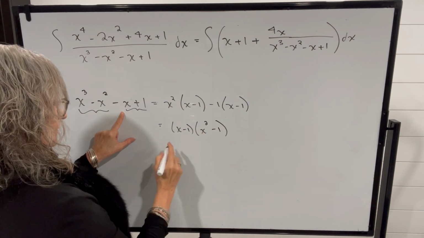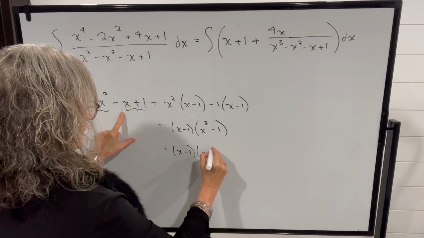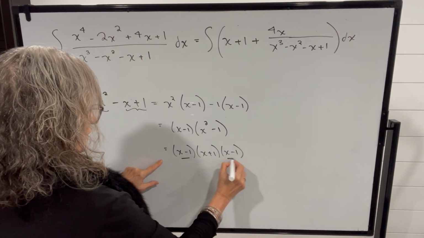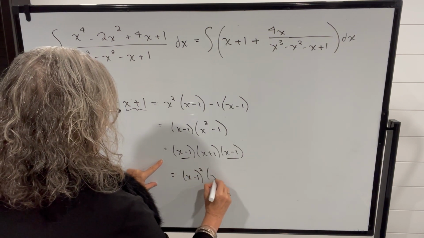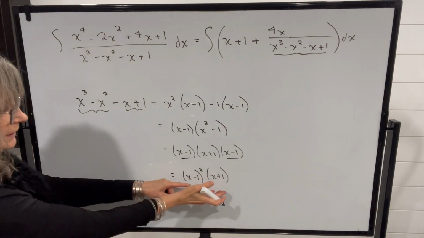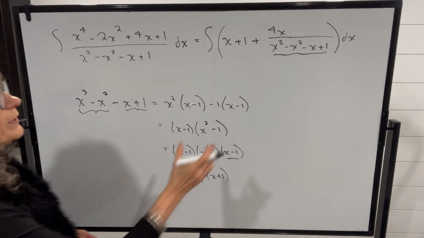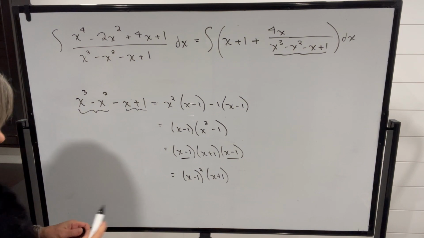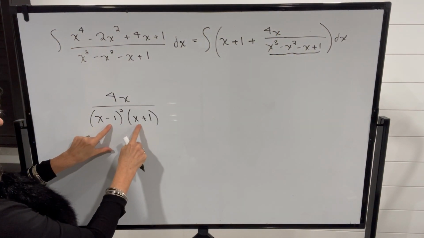Now this is a difference of squares, which is factorable, and the factors are x plus 1 times x minus 1. So you can see this is repeated. So we're going to have x minus 1 squared times x plus 1. So this denominator is factorable, and here are the factors. And notice we have a repeated one. So we just are going to concentrate on this term, breaking this down into its partial fractions. So this fraction with the denominator factored is this.